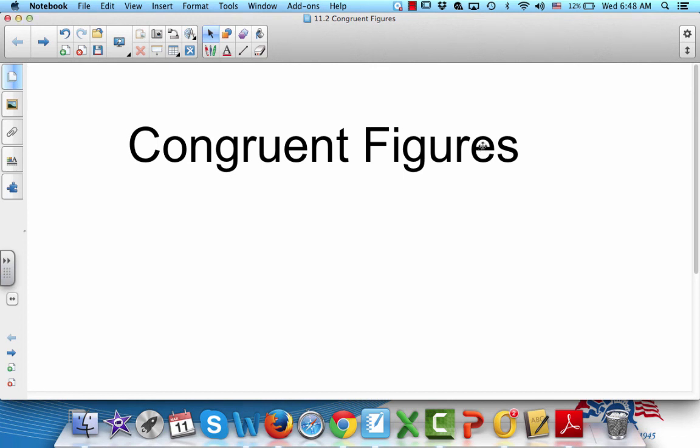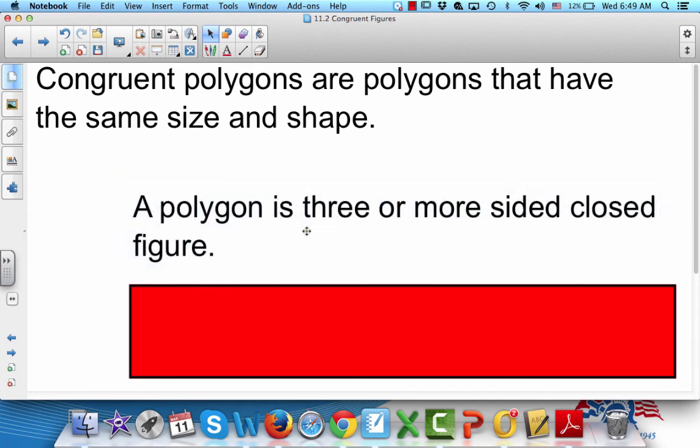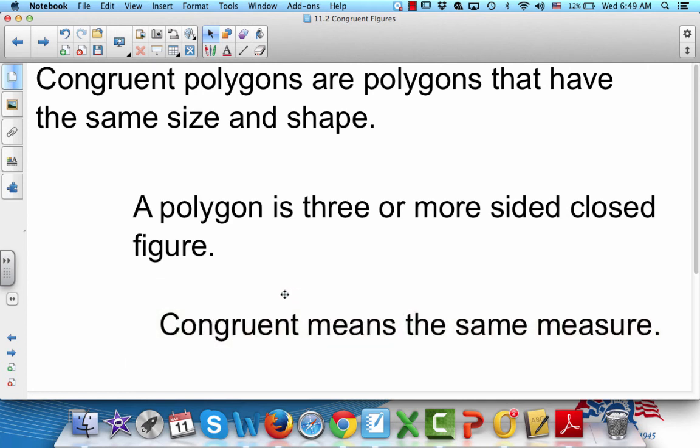We are going to be doing congruent figures. Congruent polygons are polygons that have the same size and shape. You remember that polygons are closed-sided figures with 3 or more sides. A polygon is a 3 or more sided closed figure. Congruent means the same measure. So that means we've got 2 polygons, 3 or more closed-side figures, that have the same measure. That's what congruent means.